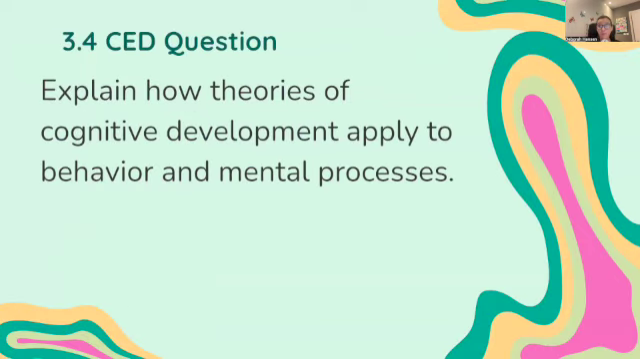And always we must look at the CED question because that's where the College Board's taking this information to make the exam. So we need to be able to answer these questions. So the CED question for 3.4 is explain how theories of cognitive development apply to behavior and mental processes. Okay, what does that mean and what does that look like?